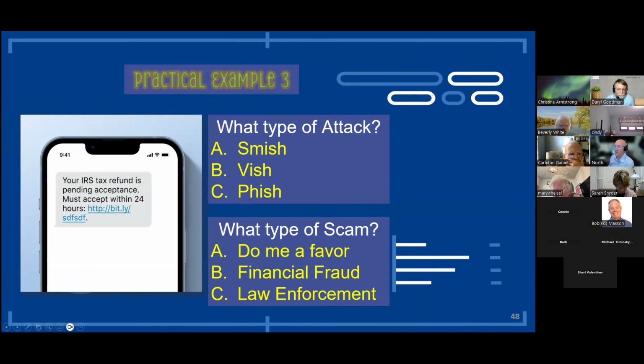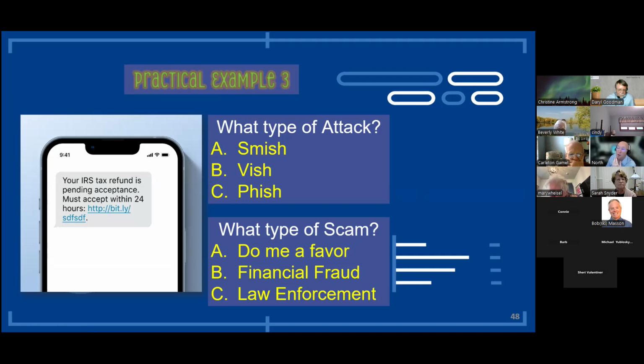And then the third one, this is 2-part. What type of attack is this? Smish, phish, or vish? Smish. Correct. This is an SMS. This is a text phish. What type of scam is this? Is it a do me a favor, financial fraud, or law enforcement? Hmm, kind of tricky. I would say A, because they're making you think they're doing you a favor type of thing.